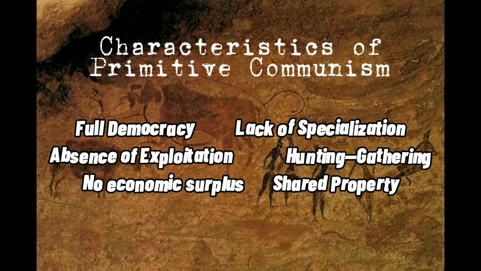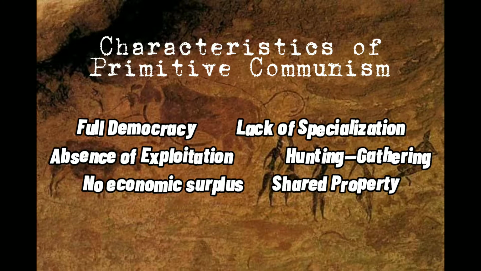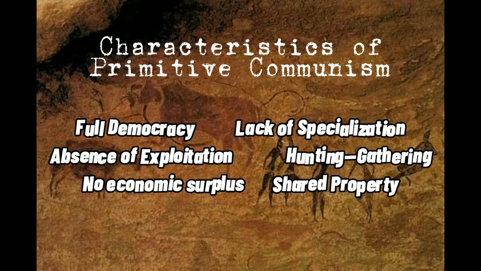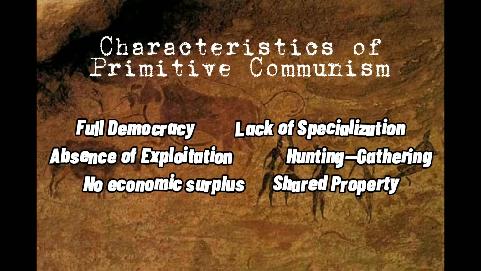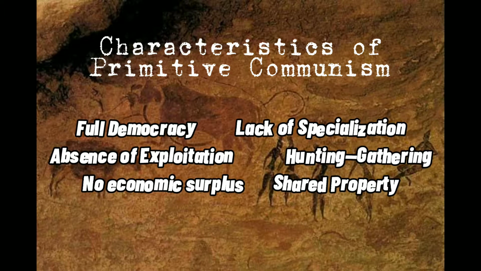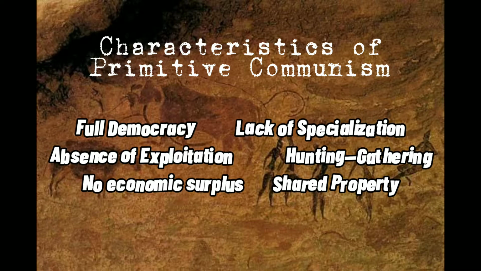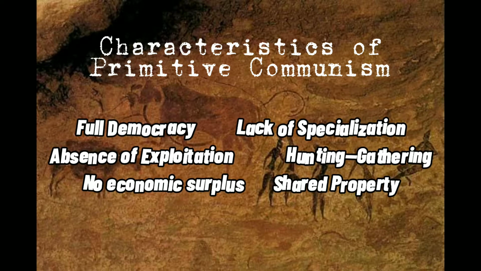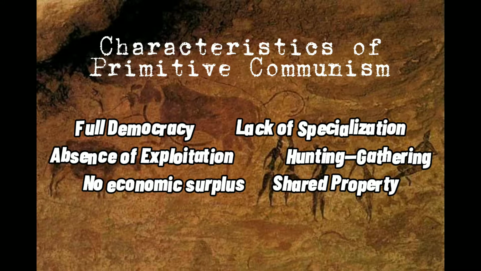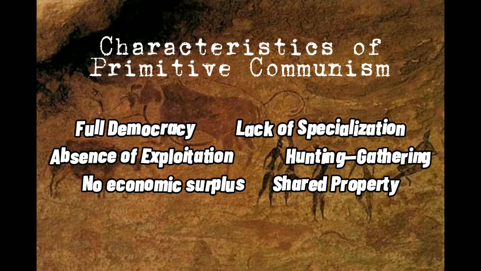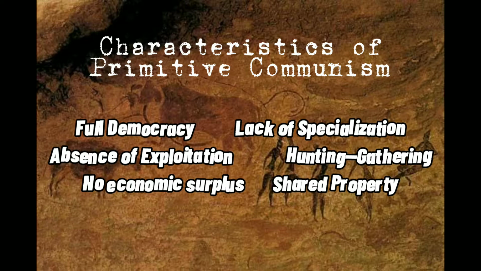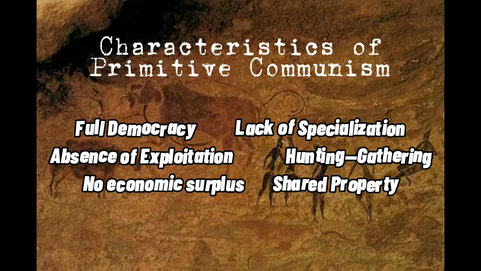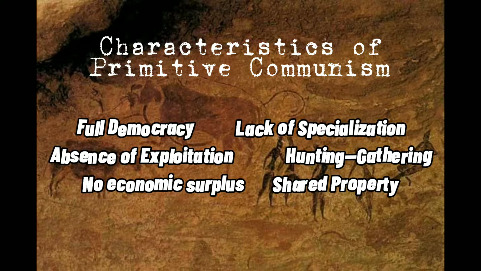Lack of specialization happens because all people in the society are supposed to do all their jobs together. Jobs include tool making, gathering fruits, preparing shelter, and hunting. Next is the absence of exploitation. This is because communal societies have neither exploiters nor exploited.